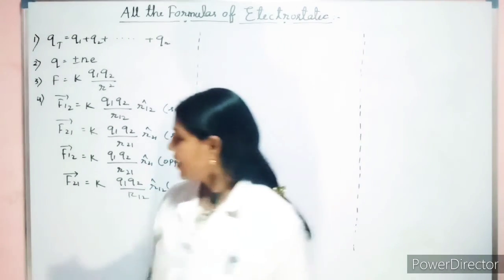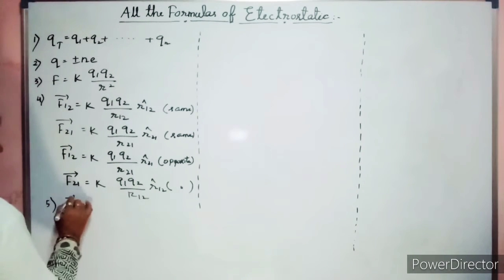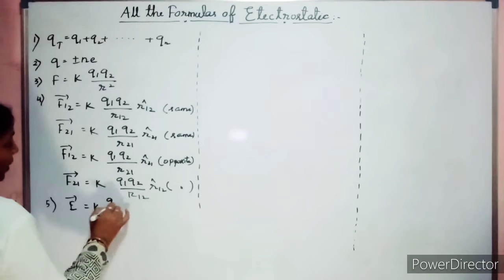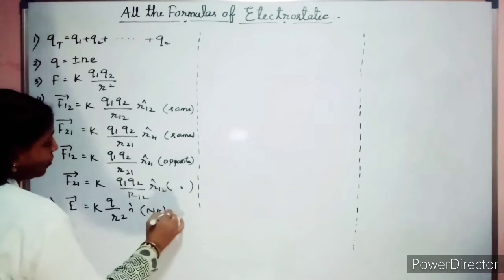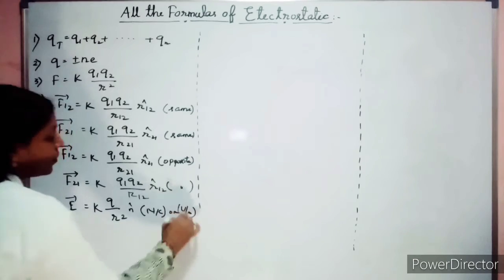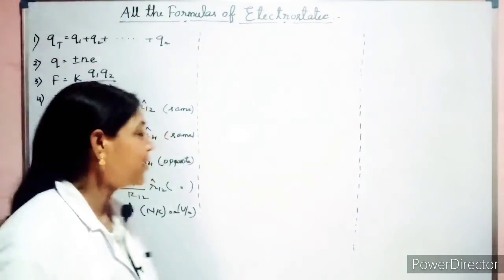Clear? Next is your electric field. So what is electric field? E equal to KQ by r square n cap. Unit is newton per coulomb or volt per meter. This is the formula for electric field.